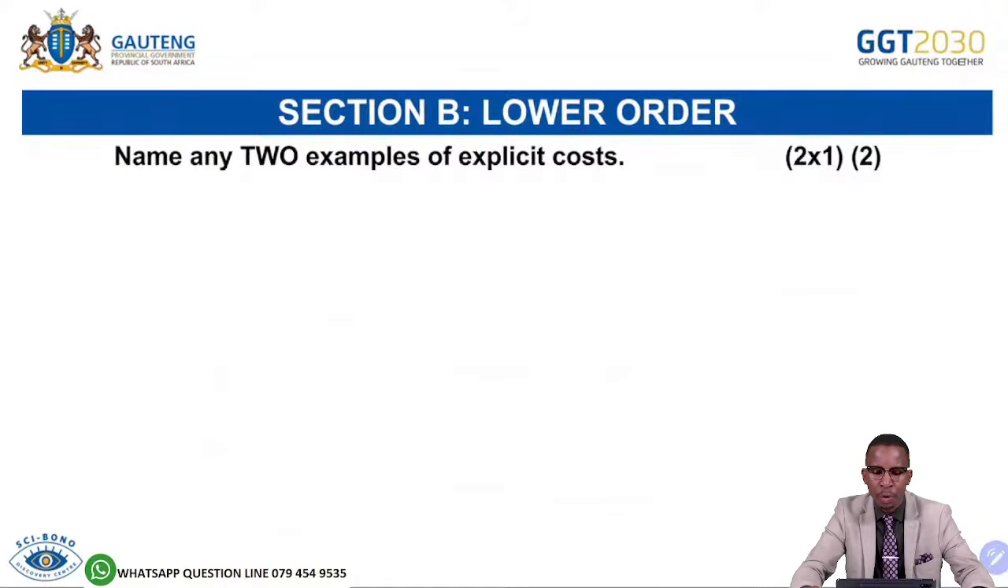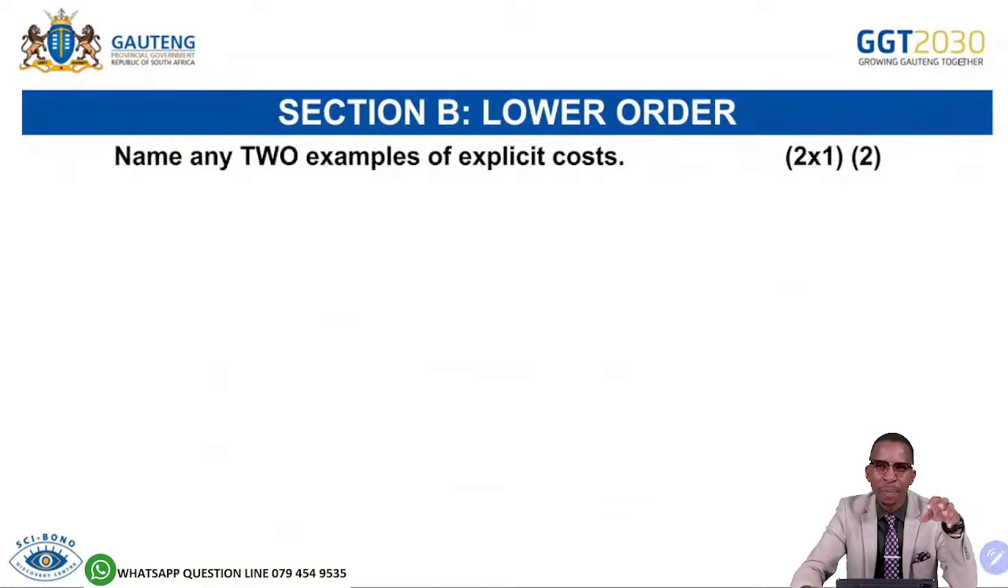Name any 2 examples of explicit cost. If we talk about explicit cost, the first thing you must be able to do is list examples, which is the cost of production. We talk about the likes of the cost of raw material, cost of factors of production, etc. And then even wages and salaries are part of explicit cost. Then be able to define explicit cost, to say those are costs that are calculated by accountants of the business. So include those examples.